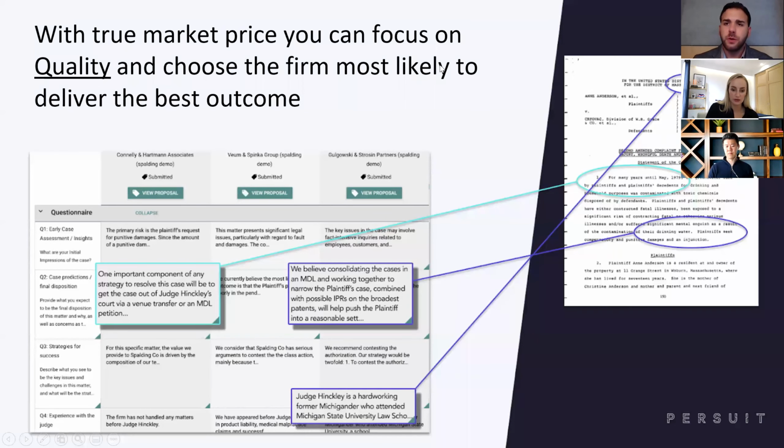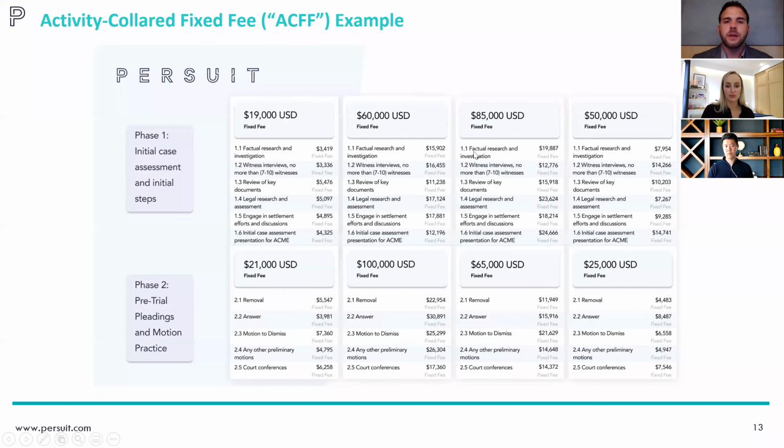So another question: how do you handle the billing? Let's say you've got proposals, you've got pricing broken down by phase, by activity. This is not a patent litigation example, but just to give you a sense of how that might look in a comparative RFP process where you're getting multiple AFAs from multiple firms, how do the firms invoice you?